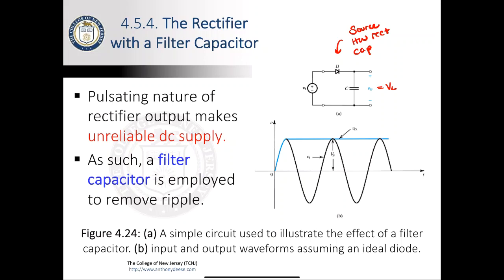So, we know that the pulsating nature of the rectifier output makes it an unreliable DC supply. Right, the ripple here is too much and will not properly allow something like battery charging. So what we're going to do, and we saw this earlier on when we talked about the DC power supply, is we're going to use some sort of a filter, in this case, a filter capacitor by itself, in order to remove the ripple.